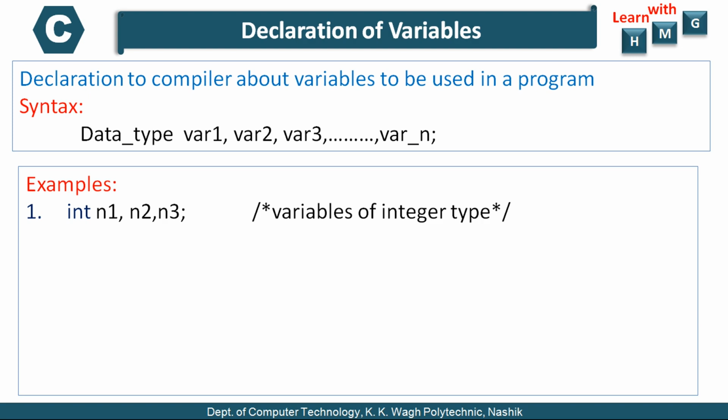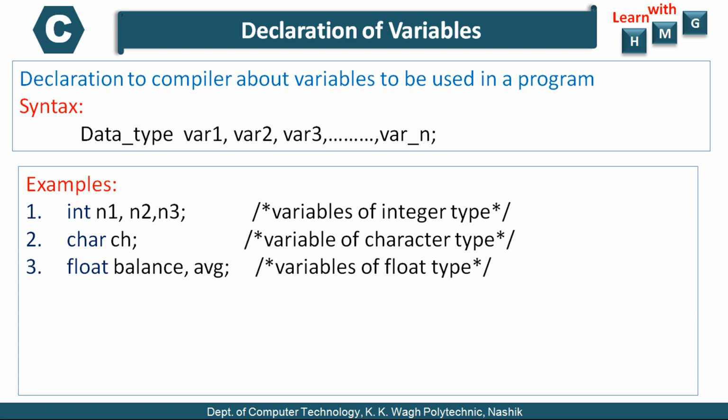Suppose n1, n2, n3, these are integer type variables, declared as int, then space, n1 comma n2 comma n3 semicolon. What does it indicate? It indicates that n1, n2, n3 are variable names of integer type, meaning they are going to represent integer values. Char ch: here ch is a variable which represents a character type value, a single character. The third example is balance and avg. These are variables of type float, meaning they are going to represent floating point values.